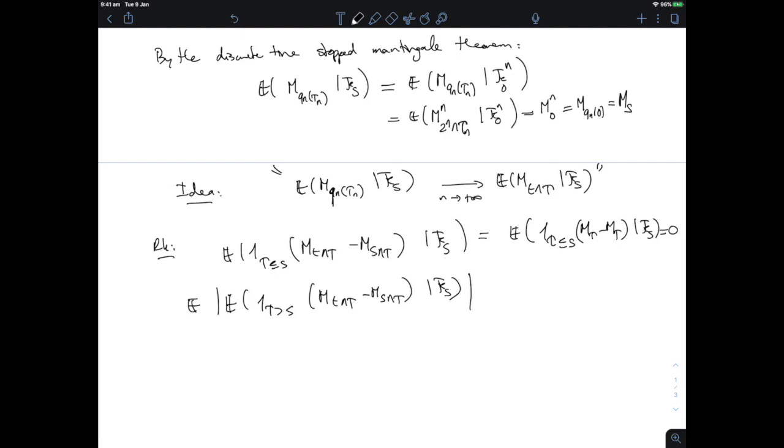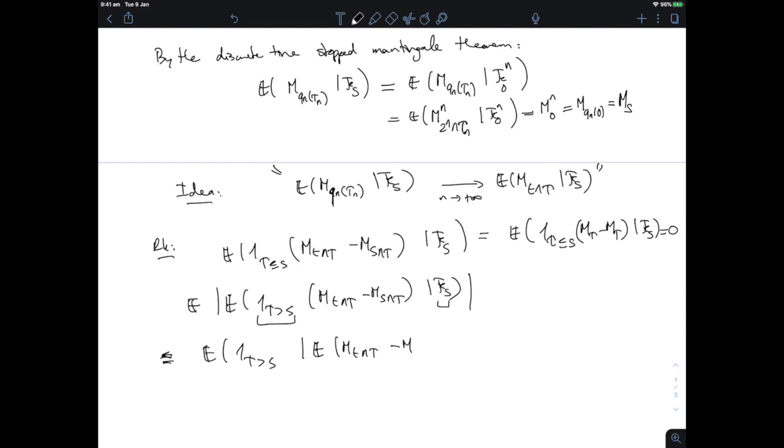And now for this expectation, I can start using some approximation. So first of all, let's notice that this indicator function here is certainly F_s measurable because tau is a stopping time. So what I have here is equal to, to start with, the expectation when tau is greater than s of the conditional expectation of M_{t minimum tau}.